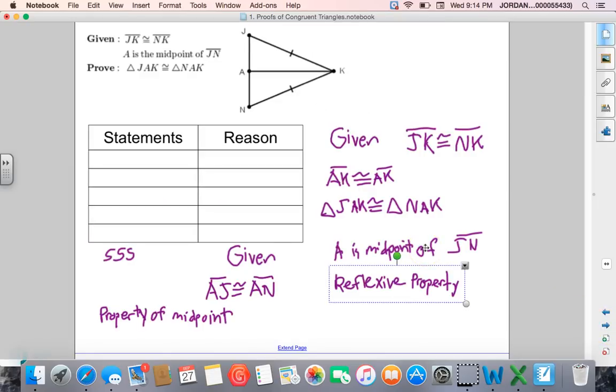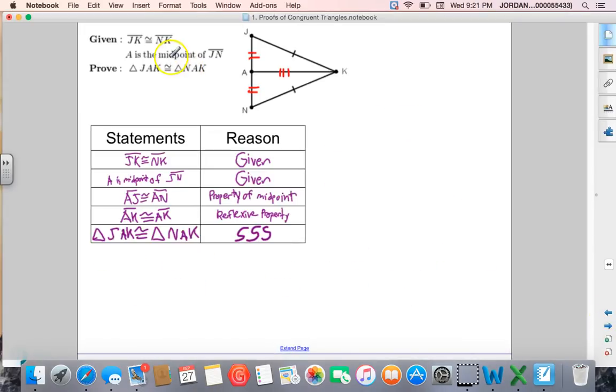Alright, so I'm going to go and pause it and let you guys try this one real quick, and then we'll talk about it. Okay, so we know that we're given JK is congruent to NK, so we put that in with it as a reason it's given. Also, A is the midpoint of JN was given, so that's there, and given's in there for our reason. Now, because A is a midpoint, because of the property of a midpoint, we know that AJ must be congruent to AN.